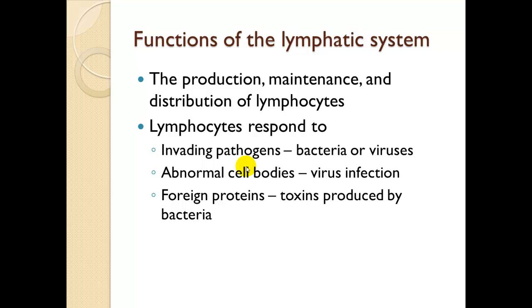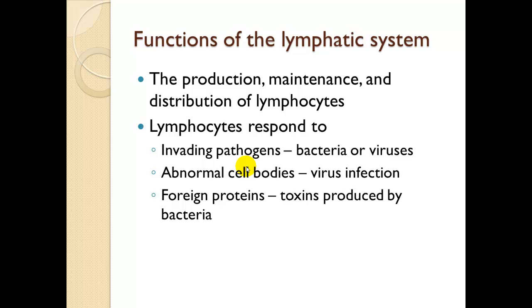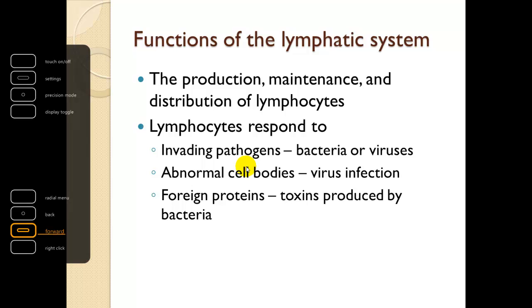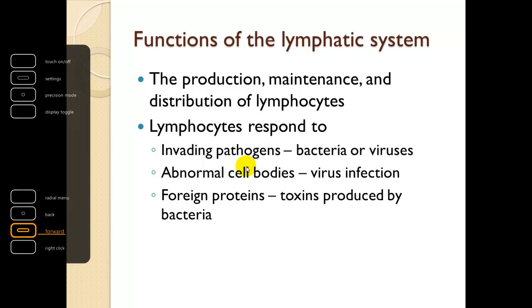Functions of the lymphatic system: the production, maintenance, and distribution of lymphocytes. Lymphocytes respond to invading pathogens. Examples of these are going to be bacteria or viruses, and abnormal cell bodies, such as virus infections that change the DNA of the actual cell as it's replicating. Also foreign proteins and toxins produced by bacteria, and these are going to be endotoxins and exotoxins. As the bacteria actually dies, they release poisons in the surrounding tissue. It's kind of like saying, yeah, I'll go, but I'm taking someone with me.